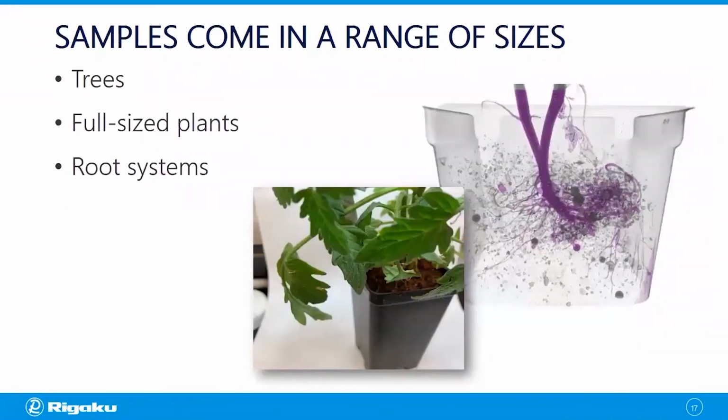But full tree imaging isn't a really common application. Instead, plant researchers are looking to optimize specific morphologies, usually during the growth and development cycles. So in that case, full-sized, smaller plants may be the imaging candidates. In these cases, the length scales can still be in the millimeter to meter range, but they're significantly less cumbersome than trying to image a large tree.